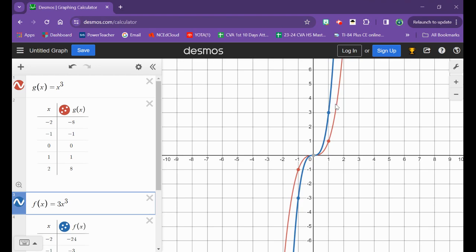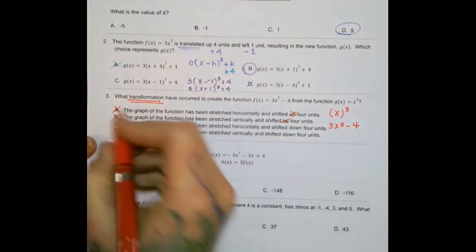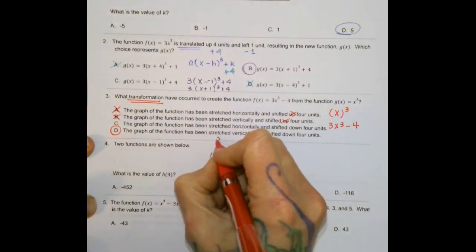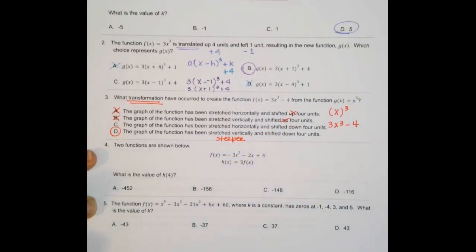We did not grab it and stretch it horizontally. So from your answer choices, it's stretched horizontally or stretched vertically. Stretched vertically is what made it get skinnier. That makes it steeper. I can't reiterate enough, the steepness, and probably some of this has been in Math 1, has nothing to do with whether it's positive or negative. It's just how fast is it moving.